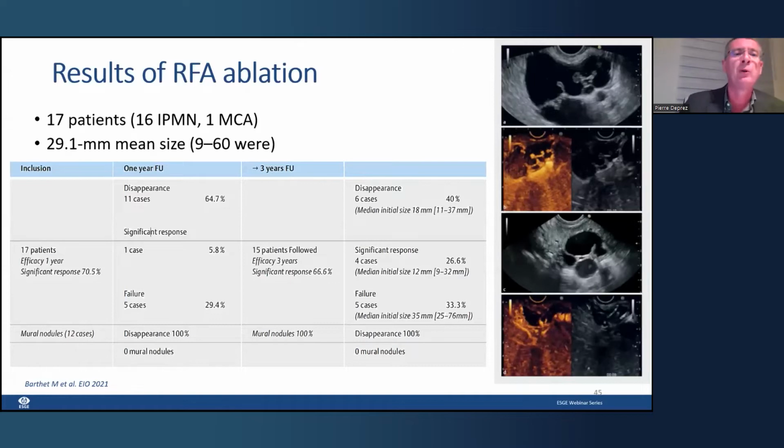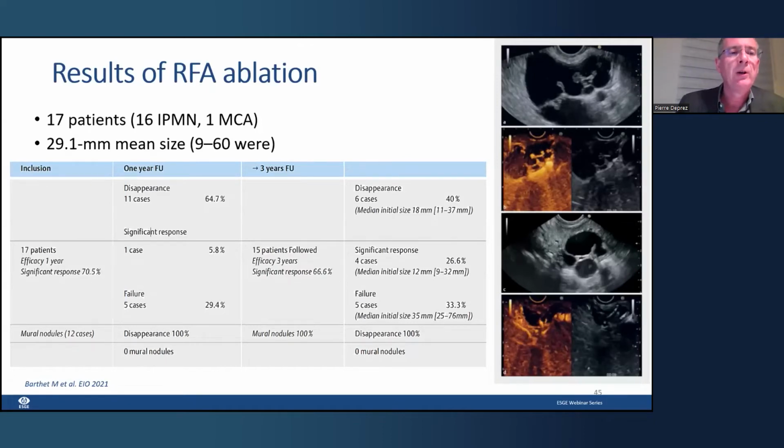The results of these papers, first the results of RF ablation, these are the long-term results just published by Marc Barthet's group last year in EIO. You see the kind of cyst that was treated. This is, I guess, a bit more complicated lesion because it's an IPMN with multiple cysts, and I guess it's not easy to ablate everything there. And you see that at 3 years, in the 17 patients treated, size of the cyst were between 9 and 60 millimeter. You see that there was disappearance of the cyst in 6 cases, 40%, significant response in 26, and disappearance of the nodules in all the lesions where there was a mural nodule visible. So this is quite encouraging, of course.